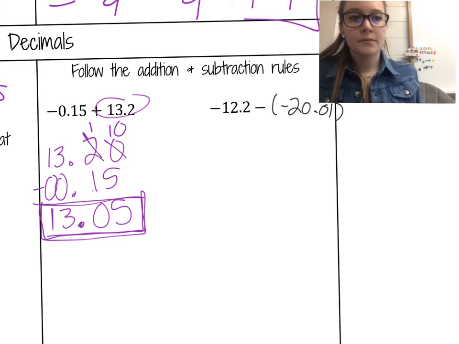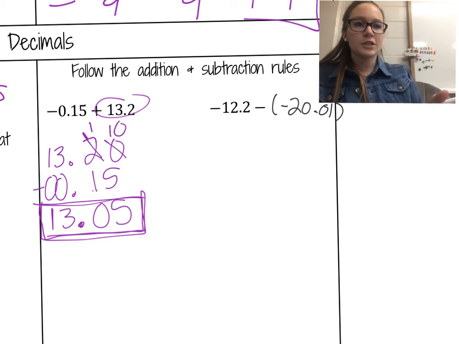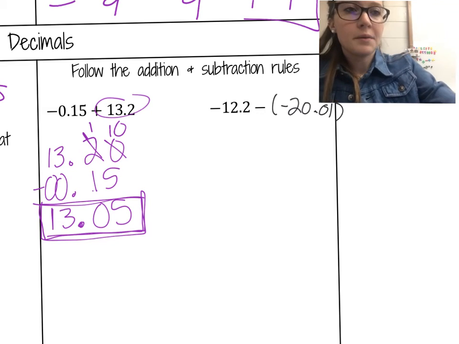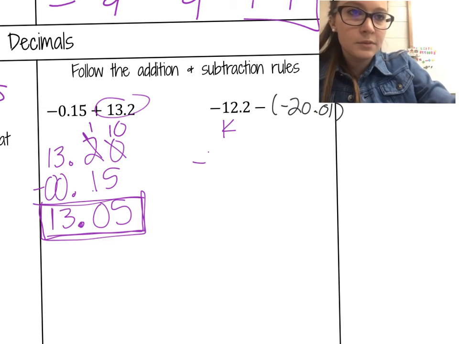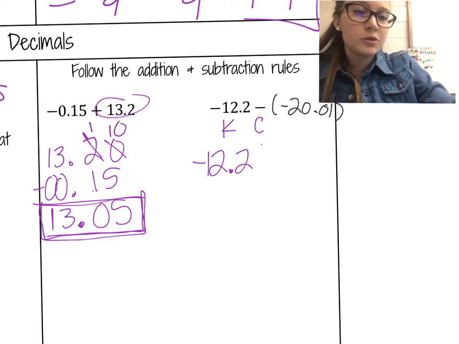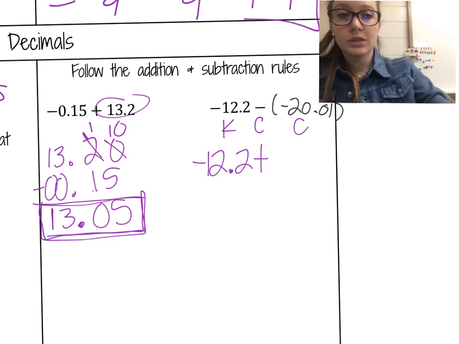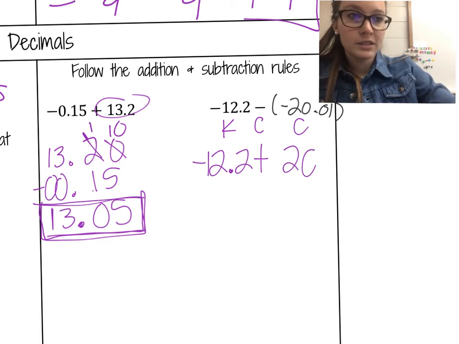Okay. Negative 12.2 minus negative 20.01. I'm going to keep the first number the same, negative 12.2. I'm going to change subtraction to addition. I'm going to change the sign of the second number. So negative 20.01 is now positive 20.01.